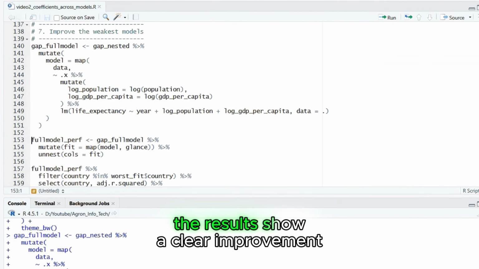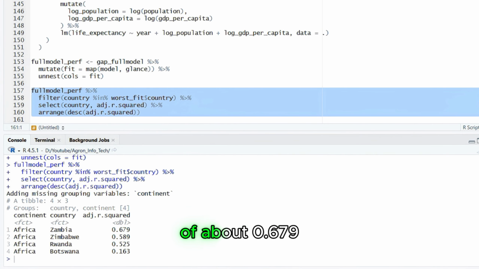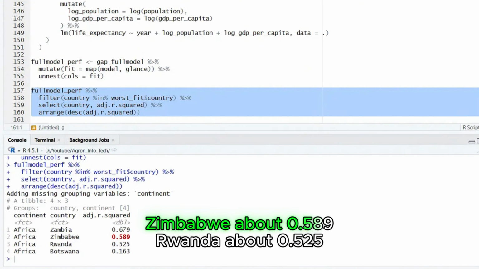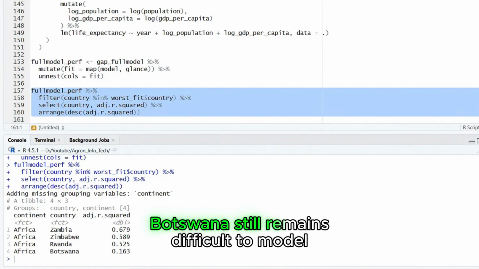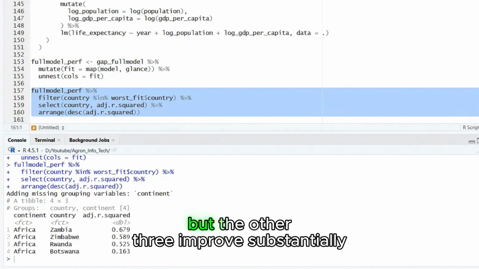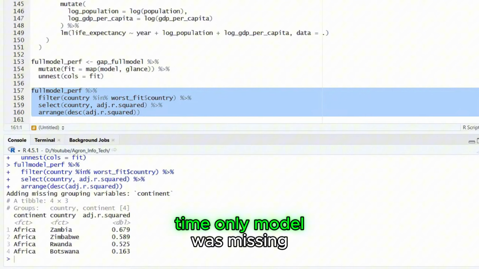The results show a clear improvement. Zambia reaches an adjusted R² of about 0.679, Zimbabwe about 0.589, Rwanda about 0.525, and Botswana about 0.163. Botswana still remains difficult to model, but the other 3 improve substantially. That tells us the added predictors capture important structure that the simple time-only model was missing.